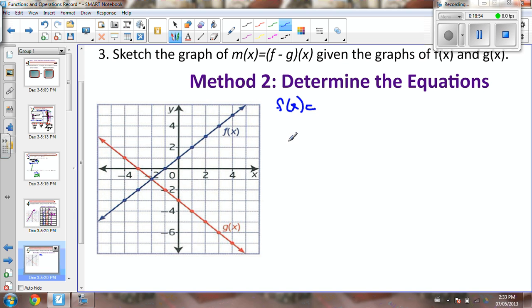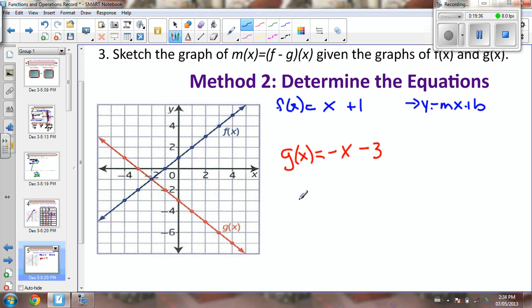So f of x equals, well, my y-intercept is 1, so I know I'm going to have a plus 1 on the end. And my slope is over 1, up 1, so it's going to be 1x plus 1 or x plus 1. Remembering this comes from y equals mx plus b. So now for g of x, my y-intercept is negative 3. And my slope is down 1, 1 to the right, so it's going to be negative x minus 3. Y equals mx plus b.